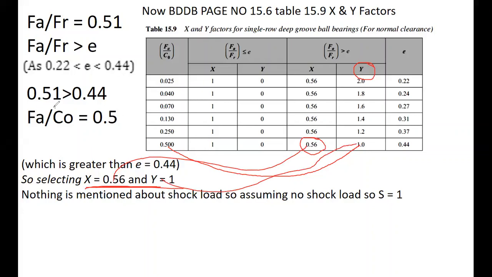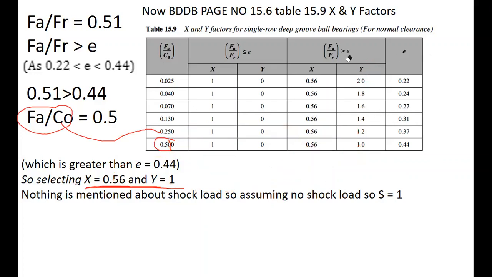If FA upon CO would have been 0.250, then we would have taken Y as 1.2, but here it is 0.5. So that's why we are taking Y value as 1. So that you should understand properly. We are still going to do many more numericals like this. You can see my previous videos and upcoming videos also. There you will be able to understand how to do it, but this is very simple, right?